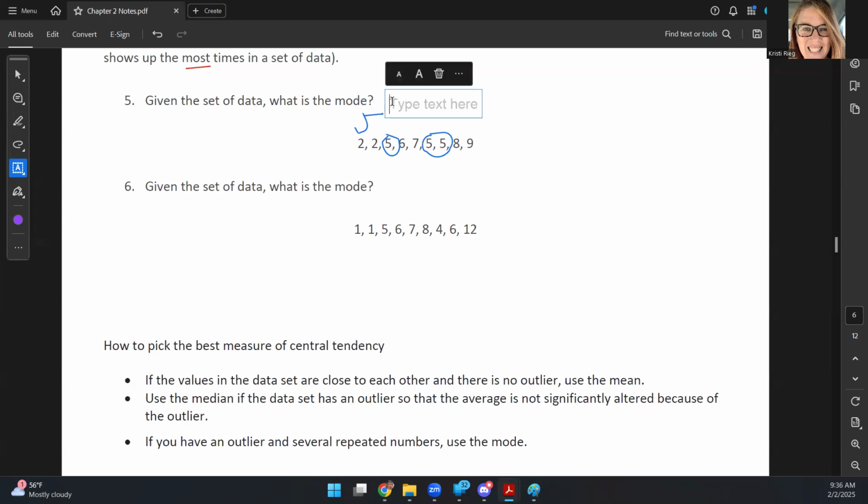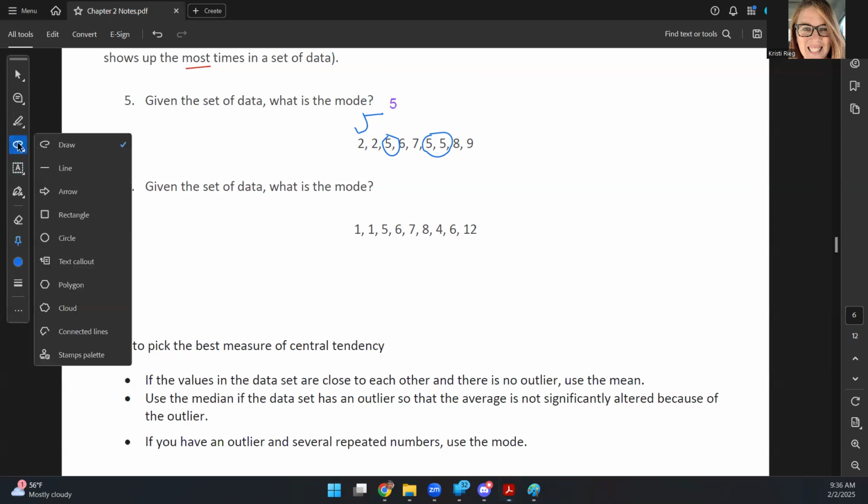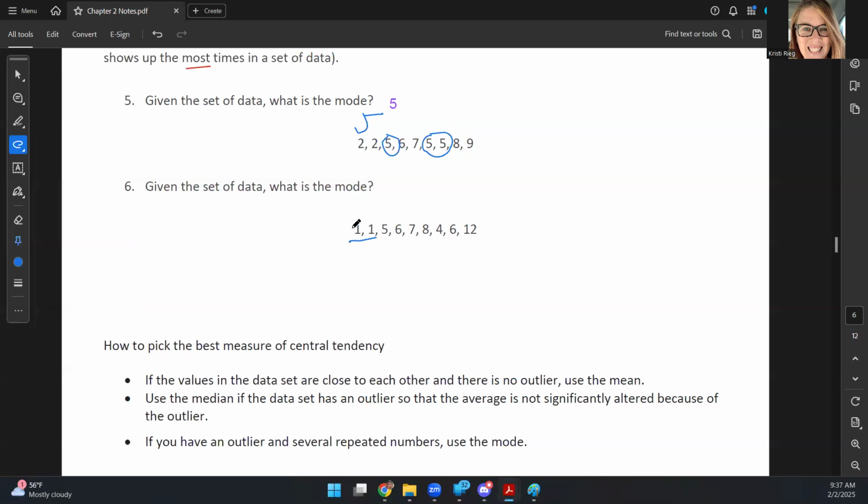The mode is 5. Down here on number 6, we have 2 modes because we have 2 1s, but then we also have 2 6s. So we know that the mode is going to be 1 and 6 because they both occur twice. Or not, it doesn't matter that it's twice. They both occur the most. They both occur the same amount of time.